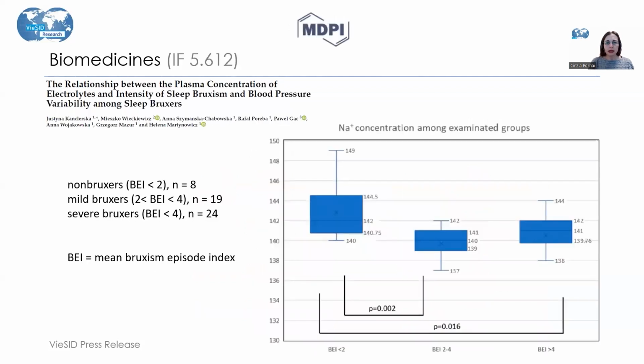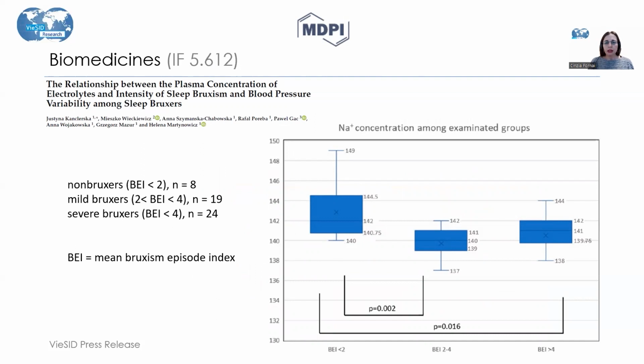In biomedicine, Kanklerska et al. published a work investigating plasma concentration of electrolytes in relation to the intensity of sleep praxis. Sleep praxis is associated with variable systolic blood pressure, arterial hypertension, and cardiovascular diseases. The sodium concentration in the plasma influences blood pressure.